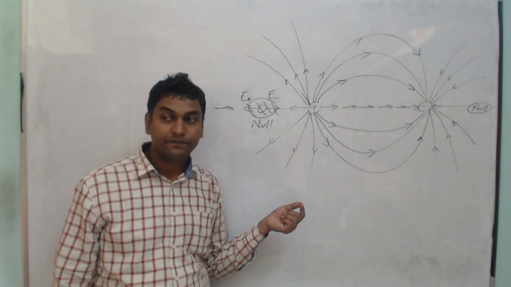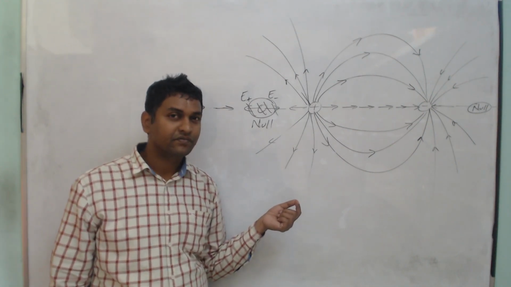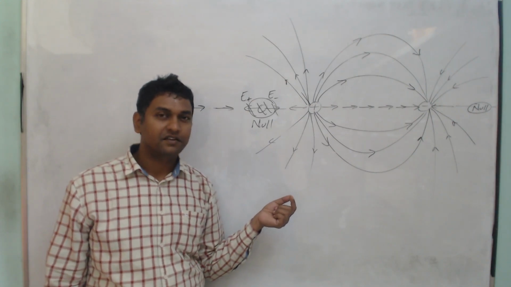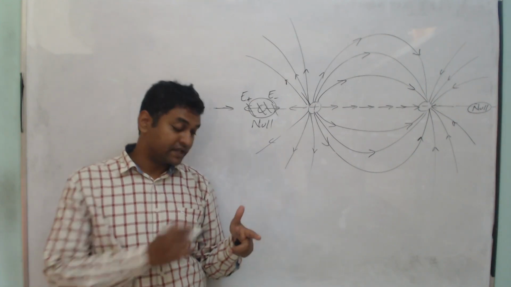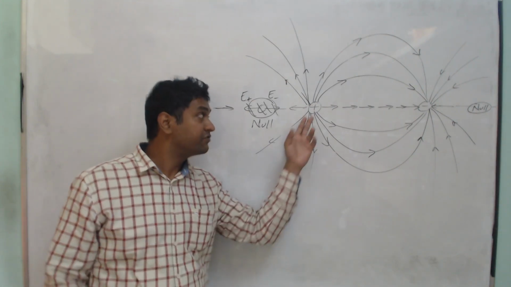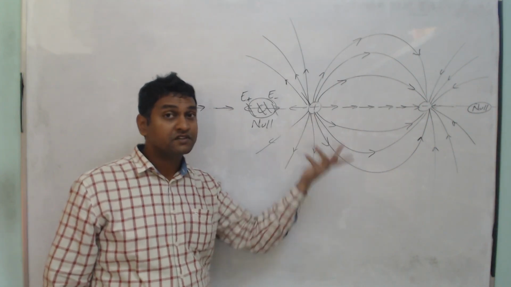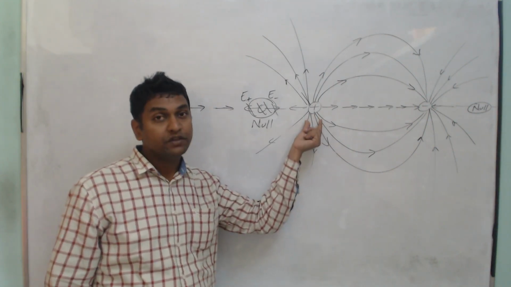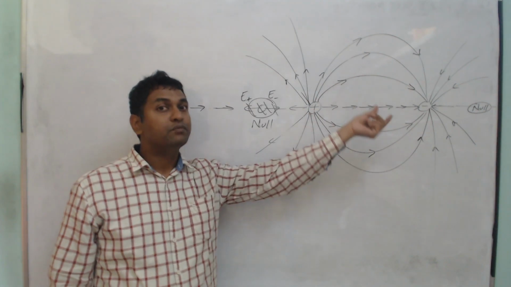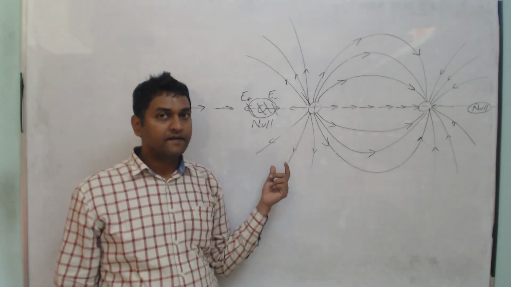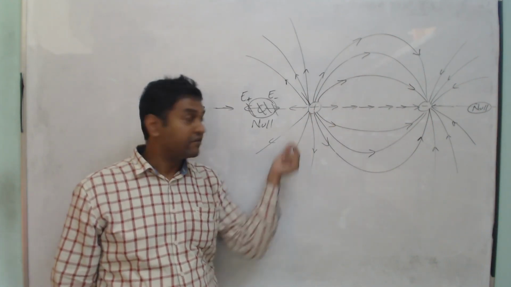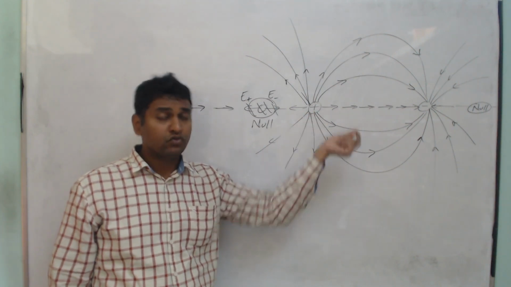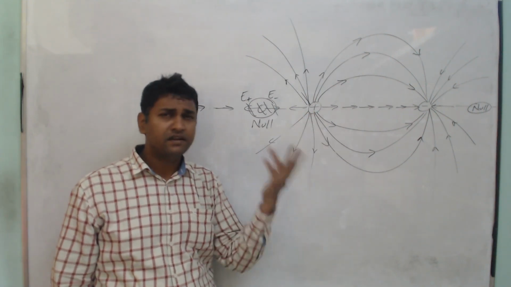Sir, but that null point is closer to the positive one. Correct. That's why I took the example that suppose reverse, if I have 1 coulomb here and 1 million coulomb there, very close to the 1 coulomb will have more effect, just like sun and earth.